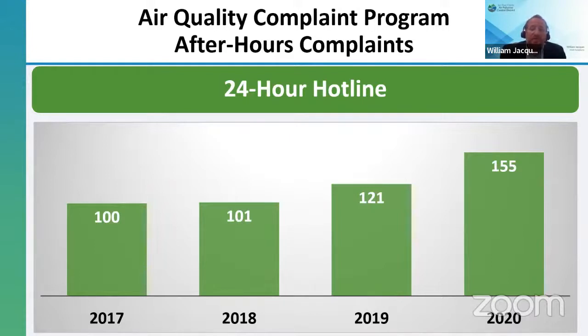For the past 12 years, air quality after-hour complaints have been handled under a memorandum of agreement between the district and the County of San Diego's Department of Environmental Health and Quality. The MOA establishes that the Department of Environmental Health staff will respond to after-hour complaints on behalf of the district.